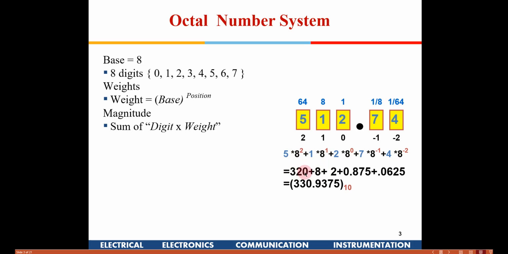64 into 5 will be 320. 8 to the power of 1 is 8, so that is 8. This 2 into 1, since 8 to the power of 0 is 1, so 2. This is 7 divided by 8, so 0.875. This is 4 divided by 8 squared, so 4 divided by 64, 0.0625. So this is the decimal equivalent. 512.74 in the octal system represents 330.9375 in the decimal system. So this is known as the octal number system.